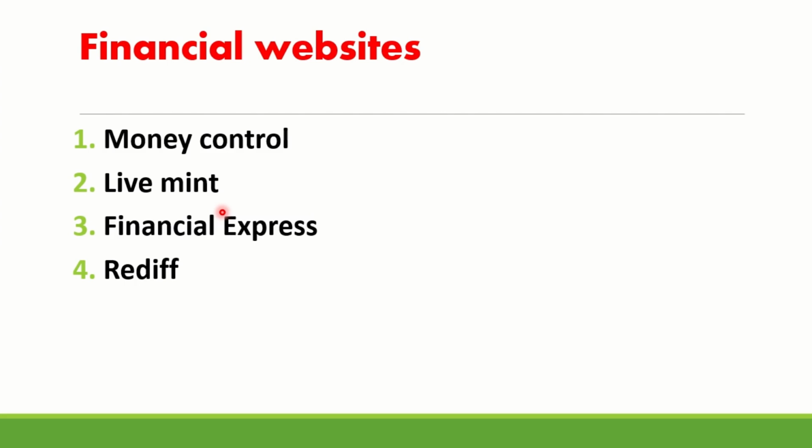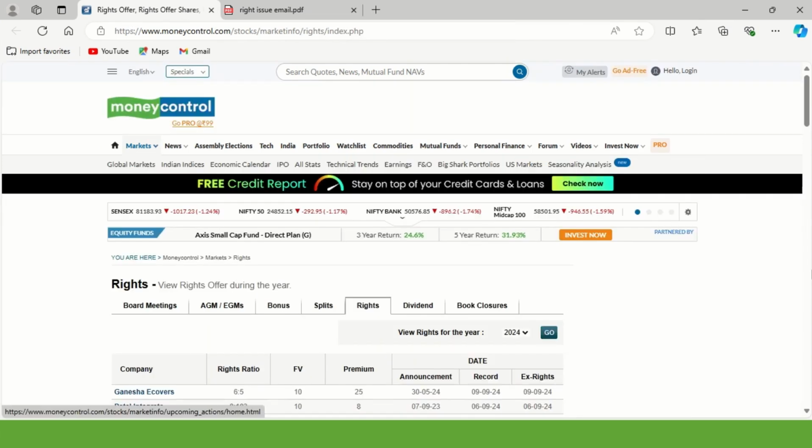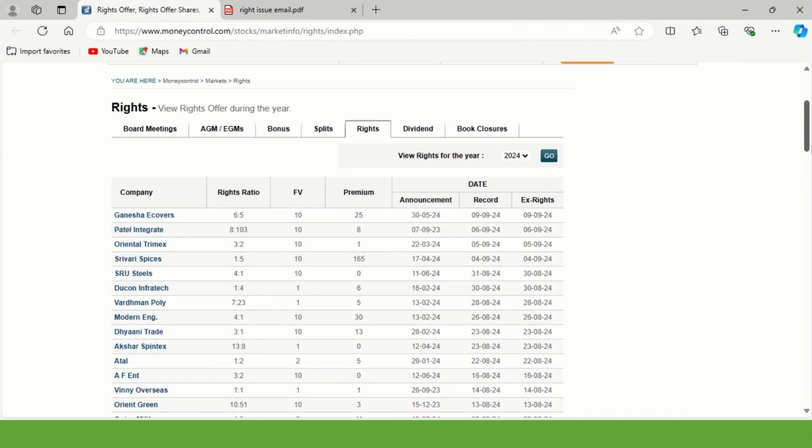Example, I will show you how it appears on Money Control. From here you can come to Money Control. It's available under rights, and under rights you can see many companies. This will be the company name, the proportion they are giving, and the announcement date. I told you about the record date. Before the record date you need to buy.